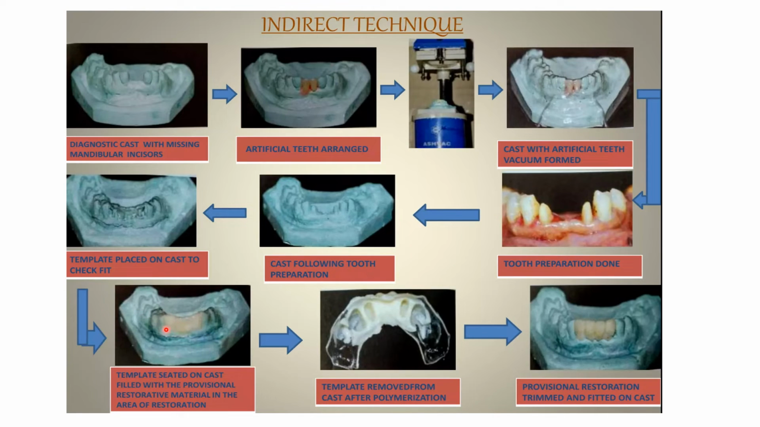The provisional has been loaded inside, pressed, and removed, and this is what you can see. Now it is trimmed properly and fitted again in the mouth. So when the patient comes, it's really easy; you can just make a temporary like that and cement it.